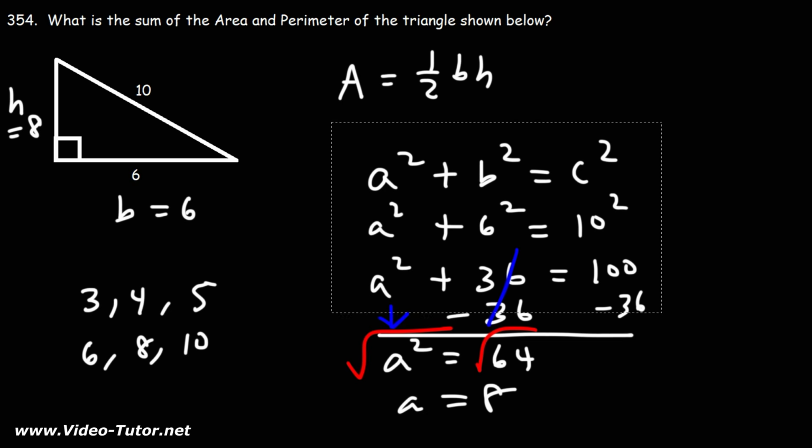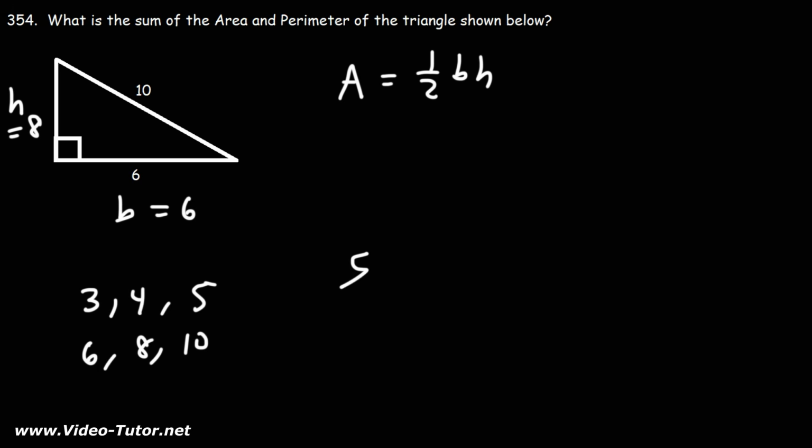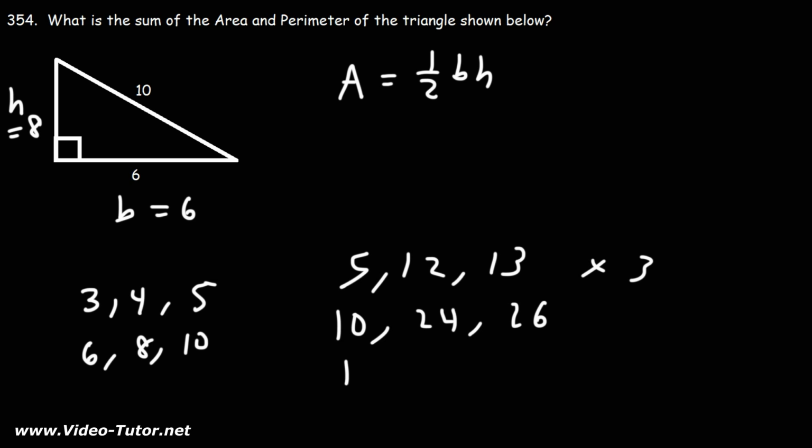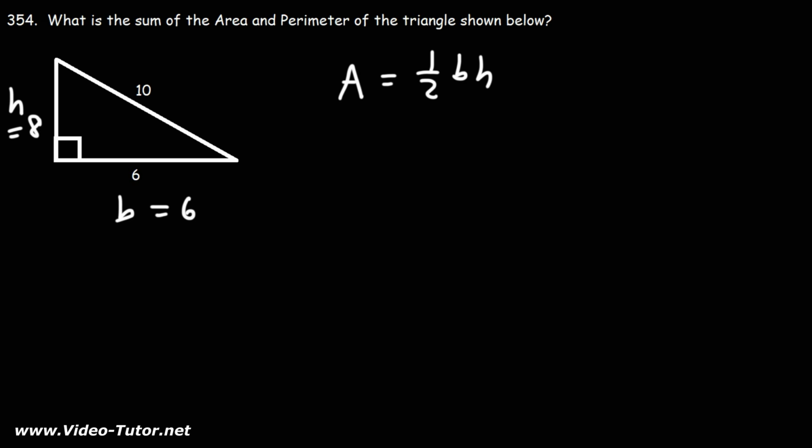So keep in mind, any of the special right triangle ratios can be multiplied. So for instance, the 5, 12, 13 right triangle, if you multiply those numbers by 2, you'll get the 10, 24, 26 triangle. If you multiply this by 3, you'll get the 15, 36, 39 right triangle. So once you know the base, you could find any multiples of those special right triangles. You just have to recognize the numbers when you see them.